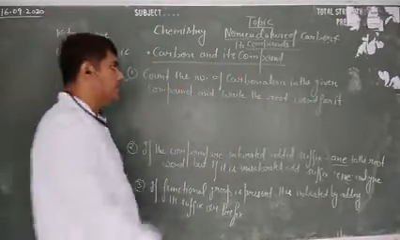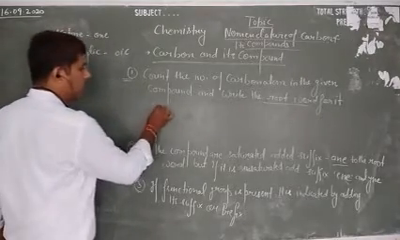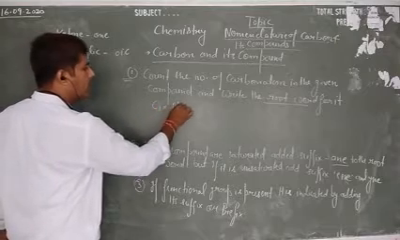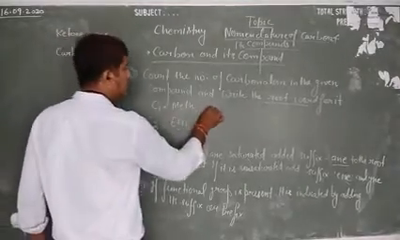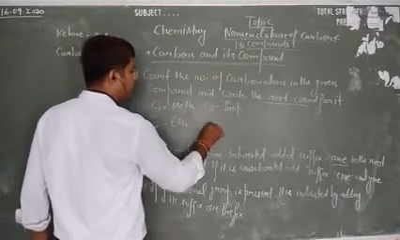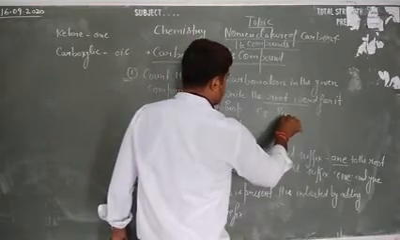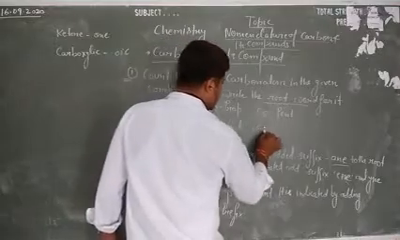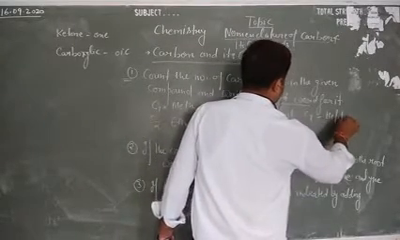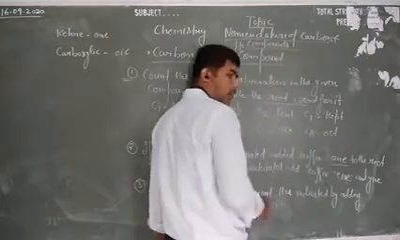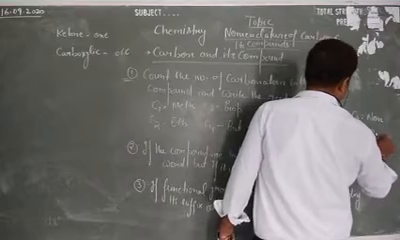Okay, so now listen, my dear students, what is the root word? If one carbon is present, it is called meth. When two carbons are present, it is called eth. When three carbons are present, it is called prop. When four carbons are present, it is but. When five carbons are present, it is called pent. When six carbons are present, hex. When seven carbons are present, hept. When eight carbons are present, oct. When nine are present, non. And when ten carbons are present, dec.